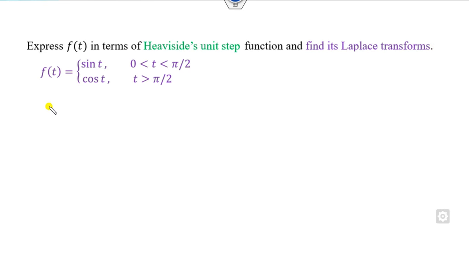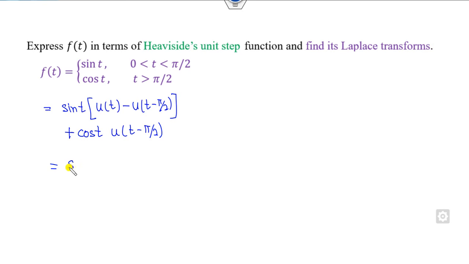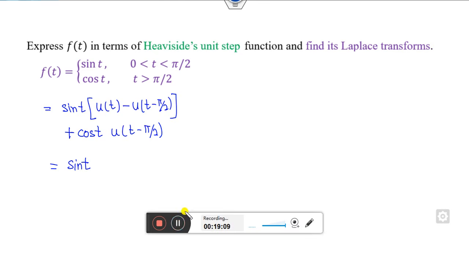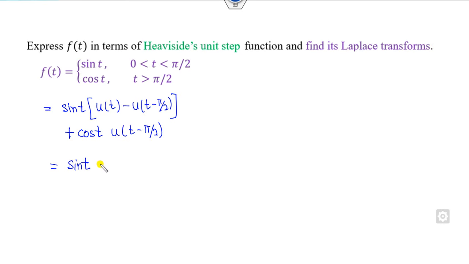Okay, look at this another one. Again, you can write it firstly in the form of the unit step function. So it's sin t u of t minus 0 and u of t minus pi over 2 plus cos of t u of t minus pi over 2. I can open this bracket, so you can write sin t, and u of t minus pi by 2 common, it is cos of t minus sin of t.